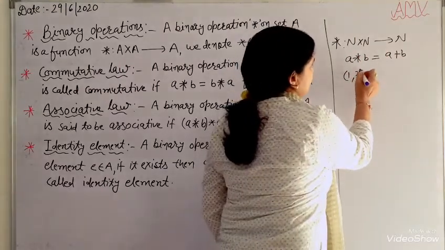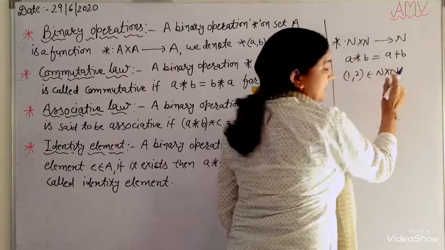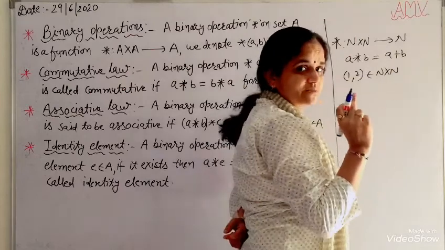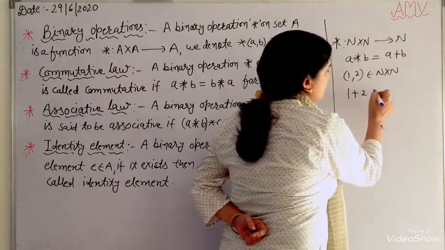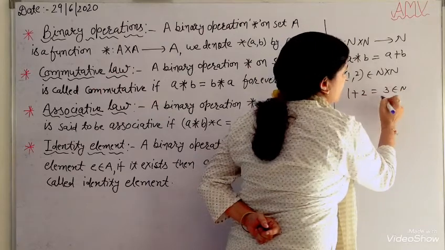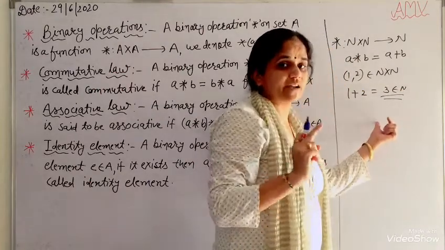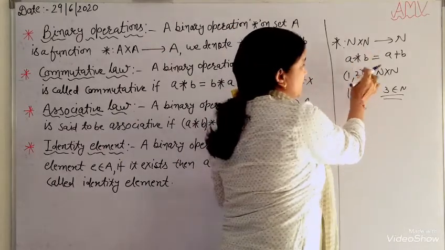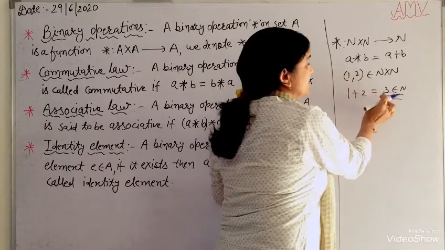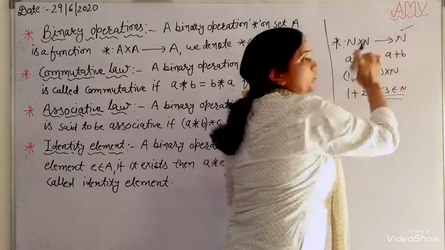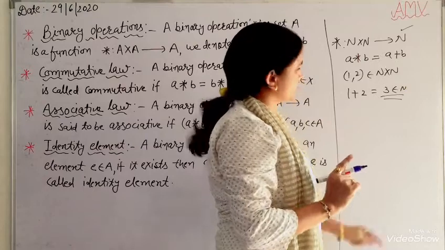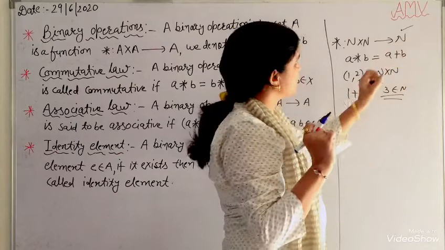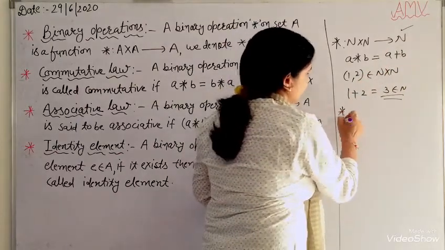Suppose (1, 2) belongs to the N cross N set, and the definition is a star b is equal to a plus b. So 1 plus 2 is 3, which also belongs to N. It is a binary operation. It means that the image of the element (1, 2), which is 3, also belongs to the codomain. So for a binary operation, the image must belong to the codomain. Okay, clear? Now try to understand one more example.